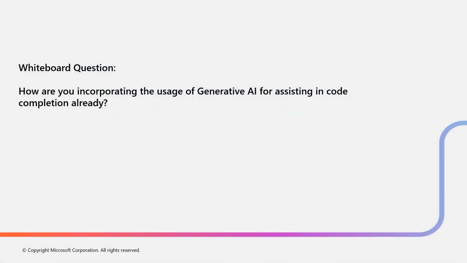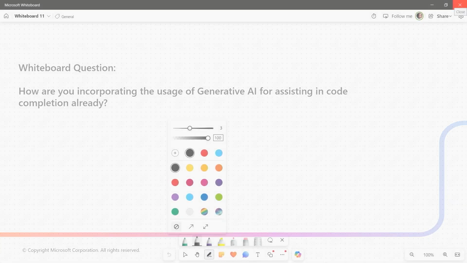I can imagine you're eager to start seeing how GitHub Copilot is actually helping you writing code. But before that, let's move back to our little whiteboarding exercise as a warm-up for this module. Another question here, how are you incorporating the usage of generative AI for assisting in code completion today? So it's not about I'm using GitHub Copilot, although that would be a fair answer, but it's more about how are you integrating it without using GitHub Copilot.